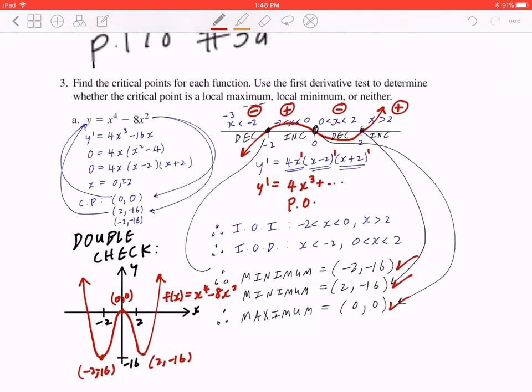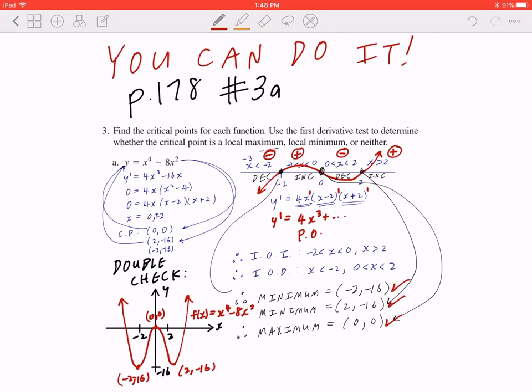So this is how you do number 3A on page 178. I hope this makes sense.